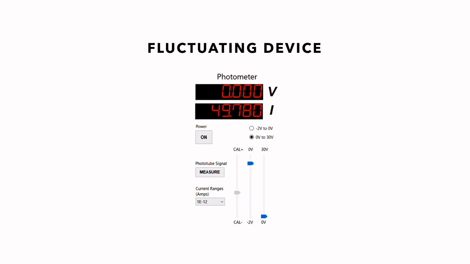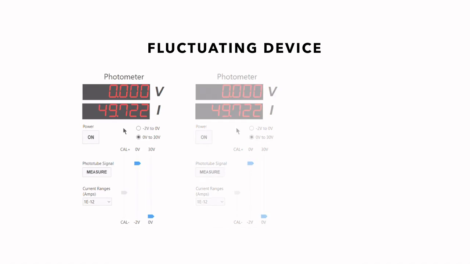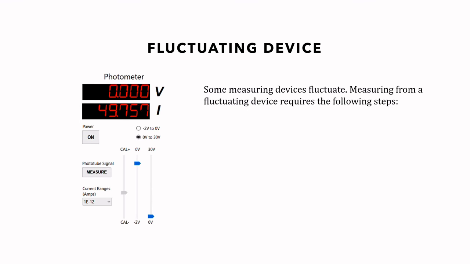Now, take a look at the following photometer. As you can see, the photocurrent I is fluctuating over time. In other words, it displays constantly changing numbers, and the true measurement value is not known. So, measuring using a fluctuating device requires the following steps.